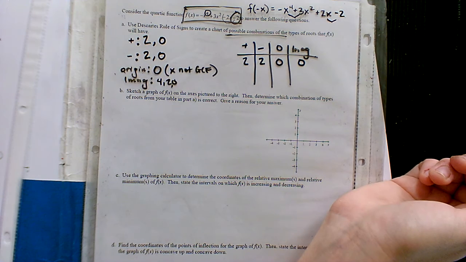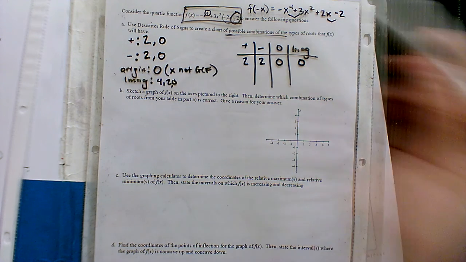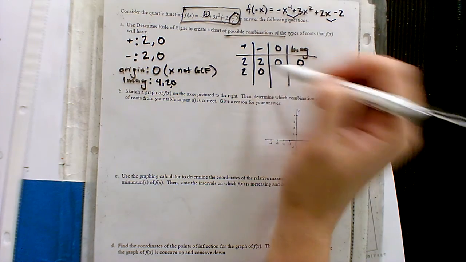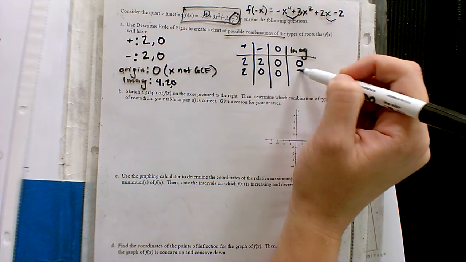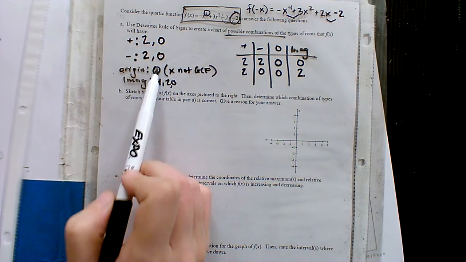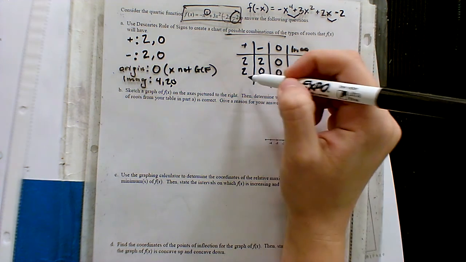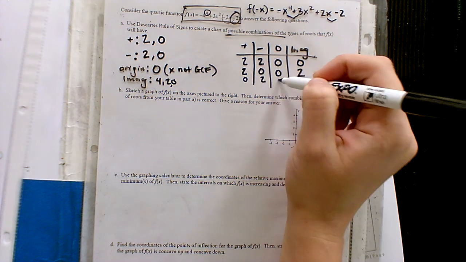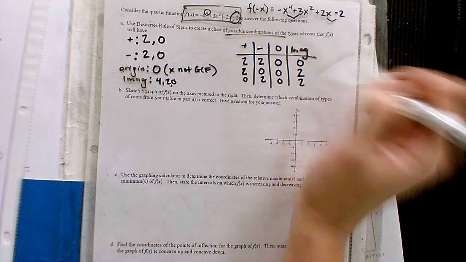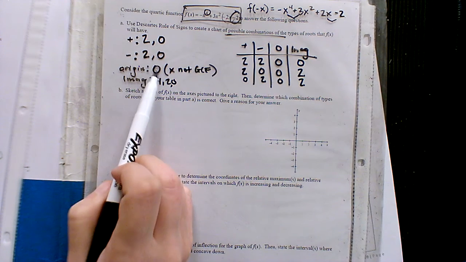Can we find another one? Good, Caitlin? 2 positive, 0 negative, 0 at the origin, and 2 imaginary. I like it. Okay, so 2, none, none, 2. That checks out. Any other ones? Keep going, yeah. 0 positive, 2 negative, 0 at the origin, and then 2 imaginary. Works out. Okay, 0, 2, 0, 2.